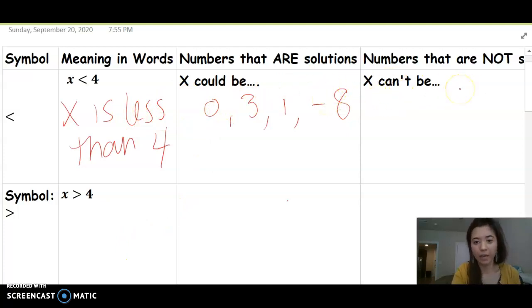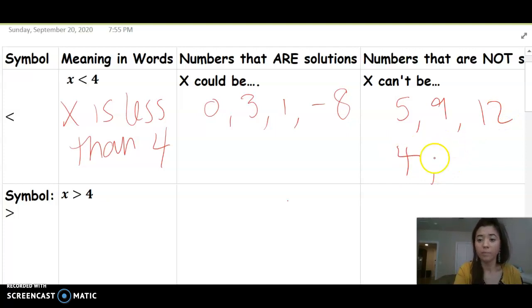X can't be things like 5, 9, 12, 100. Because x is less than 4, all of these numbers, 5, 9, 12, and 100, are greater than 4. And 4 is not less than 4.